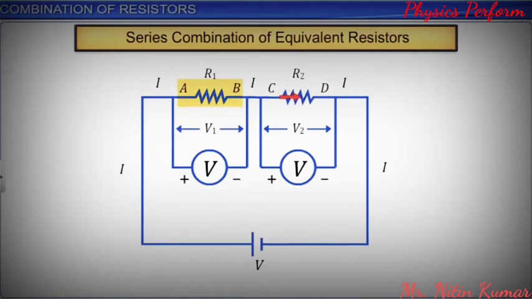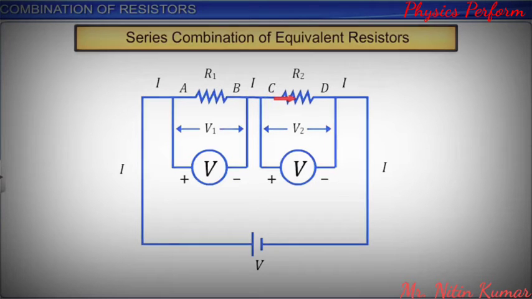AB and CD are two resistors with resistances R1 and R2 joined in series as shown in the circuit diagram. A voltage V is applied across points A and D by joining them to the two terminals of a battery. V is the potential difference between points A and D. The charge that leaves R1 enters R2. As current is the measure of the rate of flow of charge, the same current I must flow through R1 and R2.